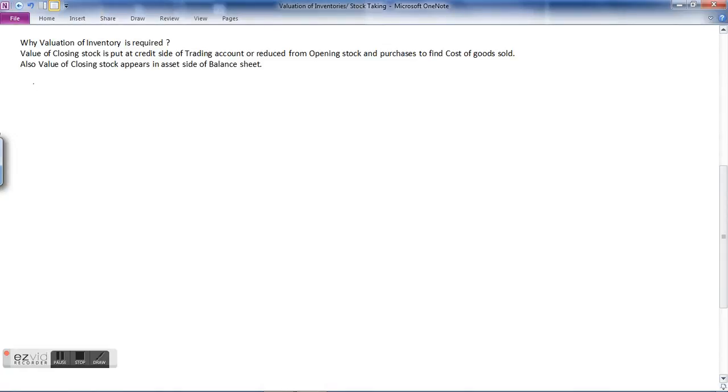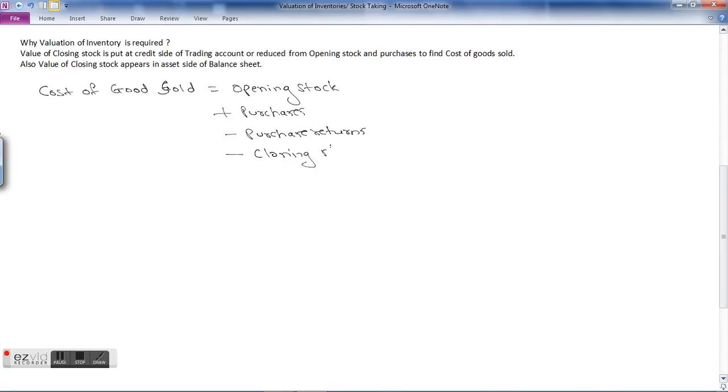Okay, so in order to derive correct profit, what we need to do is we need to reduce cost of goods sold from our selling price. So what is the formula for cost of goods sold? It is opening stock plus purchases minus purchase return and minus closing stock. Okay, so for the purpose of finding cost of goods sold, we need this closing stock.